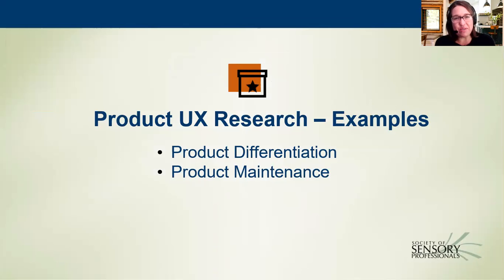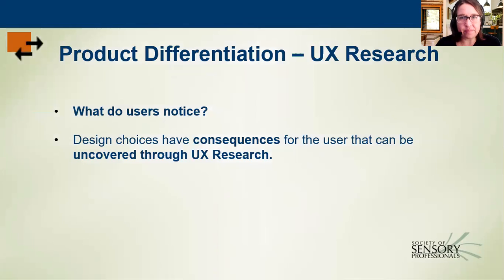All right, I'm going to walk you through 2 product UX research examples. The first is a product differentiation example, and the second is product maintenance. So when we think about product differentiation, we're thinking about what users are noticing. In the context of UX research, it's what they're noticing. Design choices obviously have consequences, and those can be uncovered through UX research. Sometimes folks don't know what they're looking at or can't find what they're looking for.